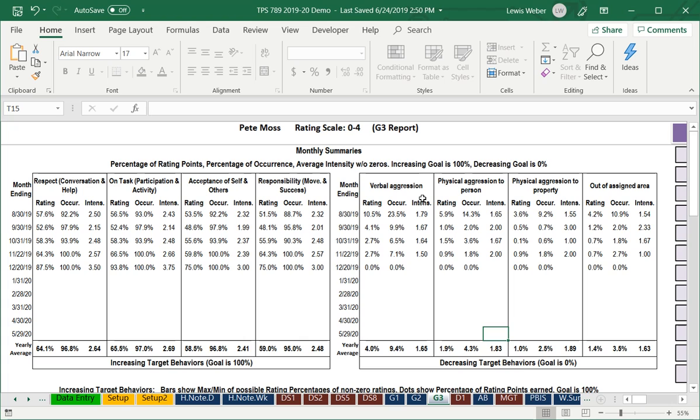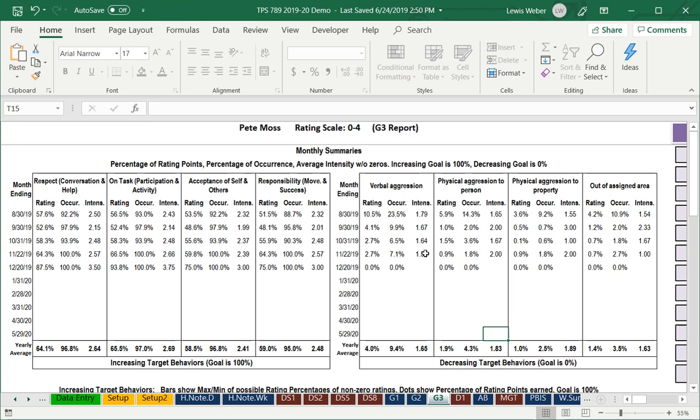Now the third column is intensity, and that has the same meaning for increasing versus decreasing targets. We want to see zeros over here for decreasing targets, as opposed to 4s for the increasing targets. Here we're looking at the intensity. So this is how intense, in this case, verbal aggression was when it occurred. So it's the non-zero values that are being summarized here.